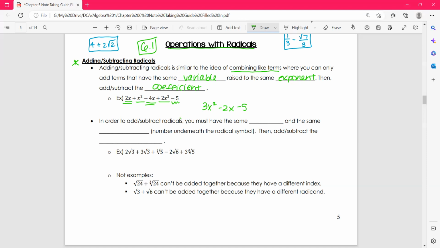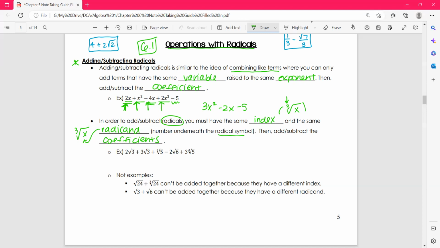So in order to add or subtract radicals now, you must have the same index. Remember, index is that tiny number in the radical, and the same radicand, the number underneath the radical symbol. Then we add or subtract the coefficients. So same exact process. Check to make sure some things are the same, and then we combine the coefficients. Remember, the coefficients are those numbers in the front, like the 2 and that negative 4 were coefficients. The 1x, the 1 there, and the 2 were coefficients.